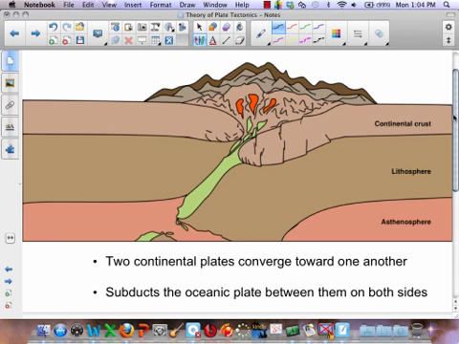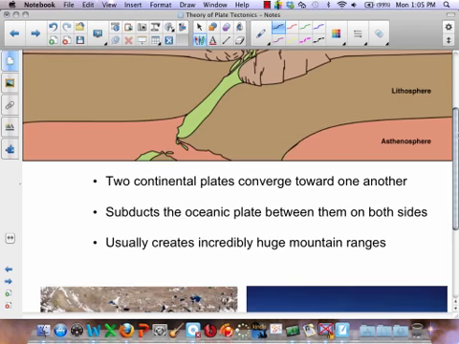Okay, that's the Alps, right? The perfect example where you have the African plate slamming into the Eurasian plate. And probably the best example of this today would be the Himalaya Mountains, where we have India colliding with Asia. And that's why a lot of times in these areas we can see a lot of oceanic fossils.